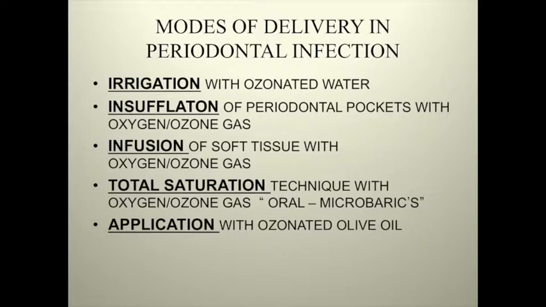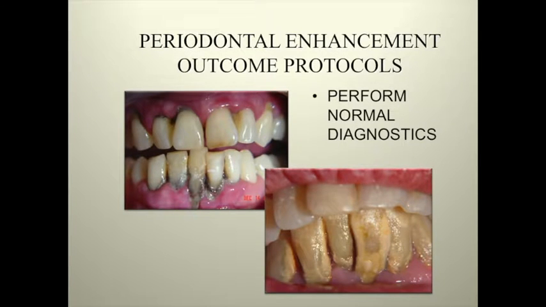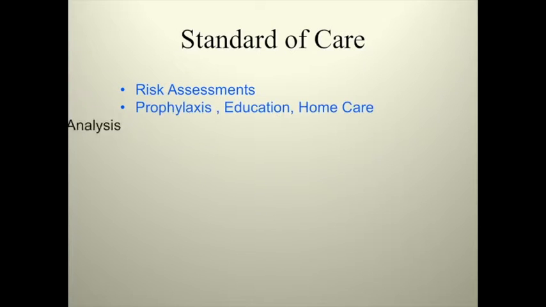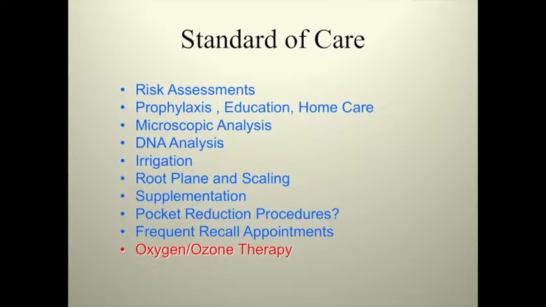So oxidative, biologic perinatal soft tissue therapies. In this world, when we work with perio in our practice and we train our docs, we use all the tricks of perio, of ozone therapy. We irrigate with ozonated water. We insufflate with ozonated gas into the pockets. We inject ozone gas. We do saturation of trace systems that flood the area with ozone itself. And we use application of ozonated oils and water. We do normal diagnostics, come up with a treatment plan, et cetera. We went through all the standard of care stuff before. I don't waste our time on that. But the oxygen ozone therapy itself.